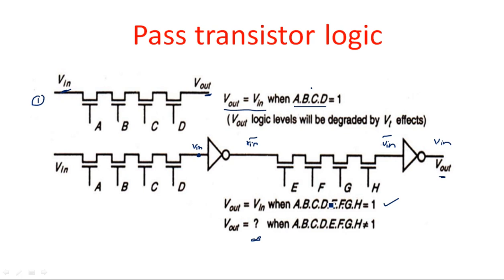Simply, one control input is there, with input and output. Output is equal to input when the control input is high. Output is nothing when the control input is 0. Now there is a drawback with this pass transistor logic.